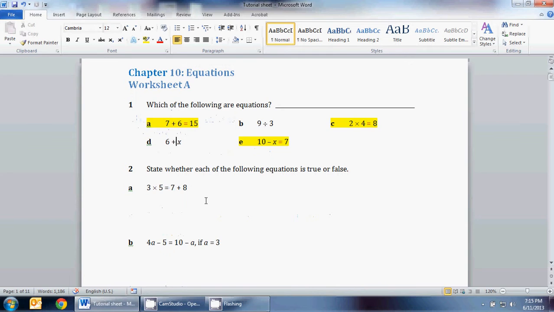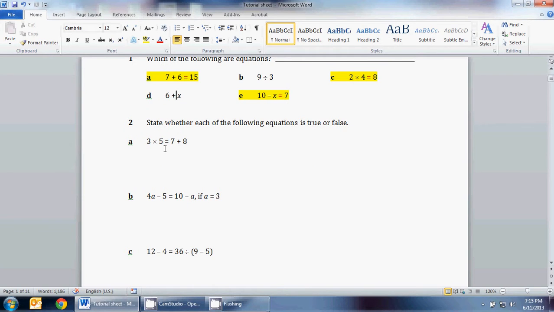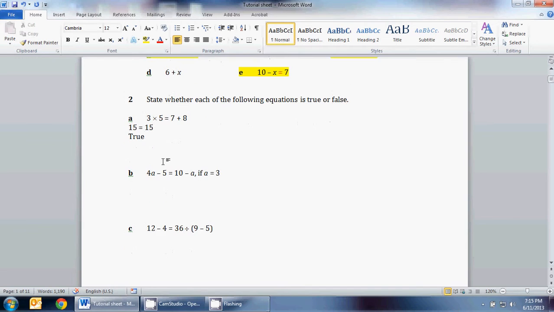State whether each of the following equations is true or false. Alright, so all we're trying to find here is, obviously we've got two sides of an equation and we want to see if this is actually balanced. So 3 times 5 is 15 and 7 plus 8 is also 15, which means that this equation is absolutely true. Okay, so the answer there would be true.